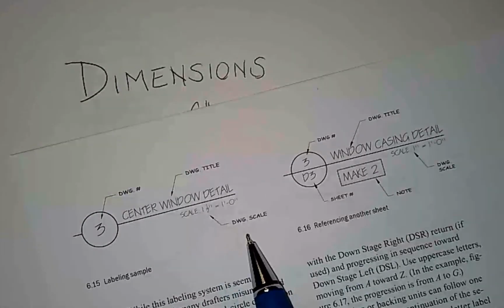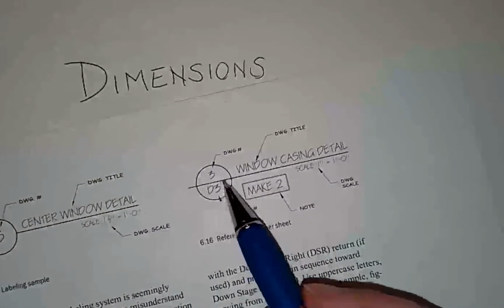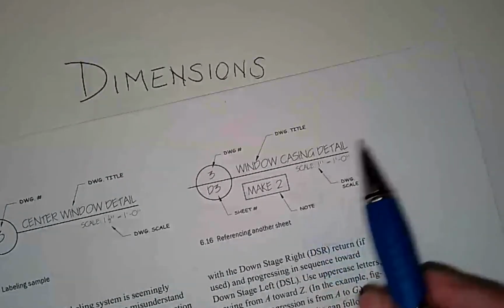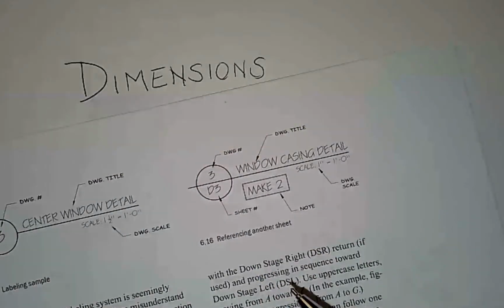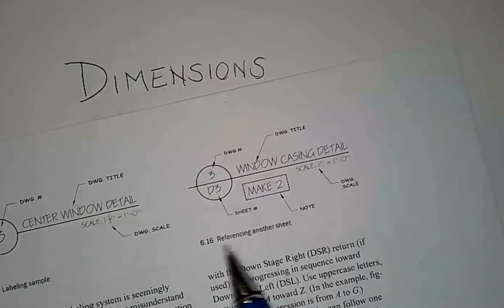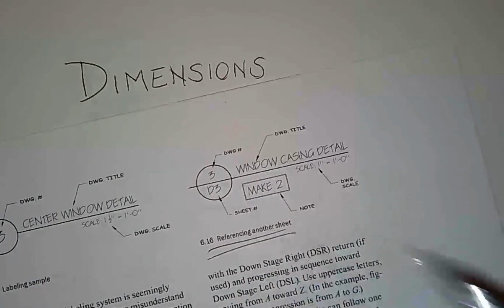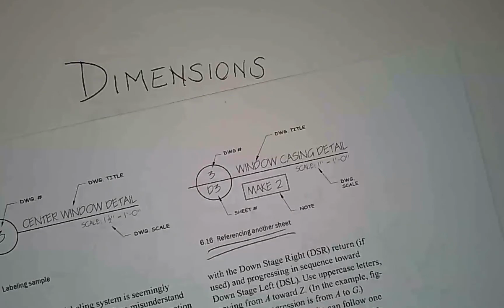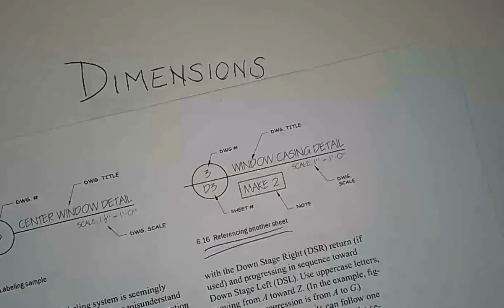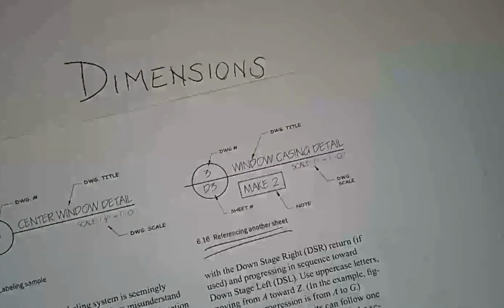Drawing title, drawing scale. The other standard is to have a circle with a line through it. In that case, the top piece is your drawing number, and the bottom, under the line, will be the sheet number. This is when we're referencing another sheet in our drawing package. If it isn't all on the same plate, if we're referencing another plate, and this is going to come up a lot in your ground plan, you need to make reference to what plate you would find the various elements on. This is how you do that.